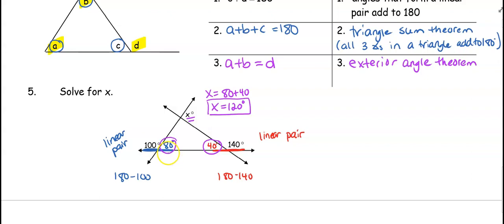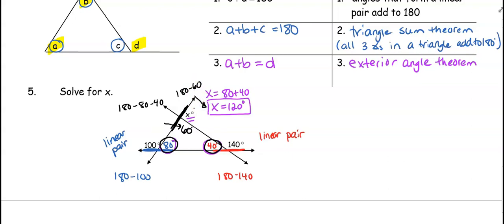I can use the triangle sum theorem. I have 80 and 40. So if I'm going to find this missing angle, I do 180 minus 80 minus 40, and I'm left with 60 degrees. So I use the triangle sum theorem that all three angles have to add up to 180. And then from there, I can use the linear pair relationship again to find x, because these two angles together form 180. Then I would do 180 minus 60, which is going to get me that exact same answer of 120.